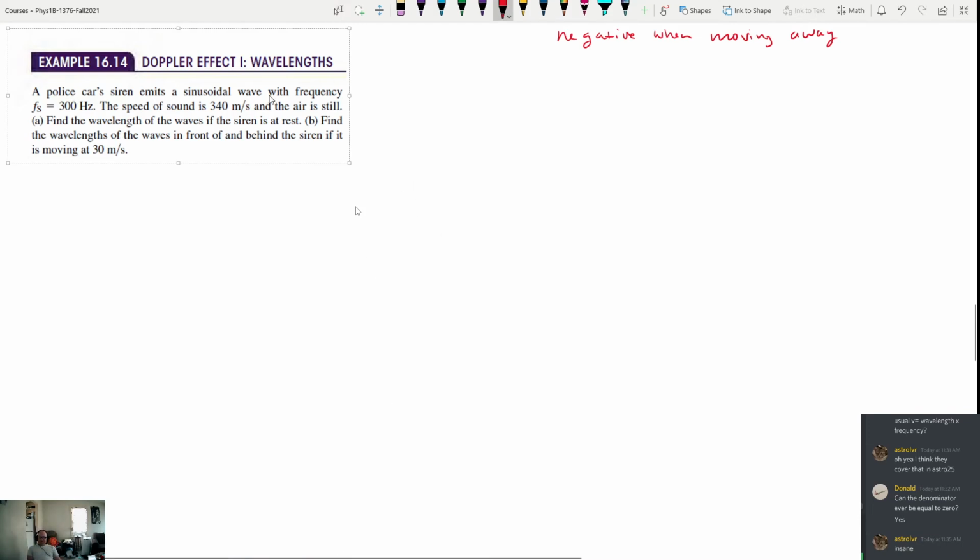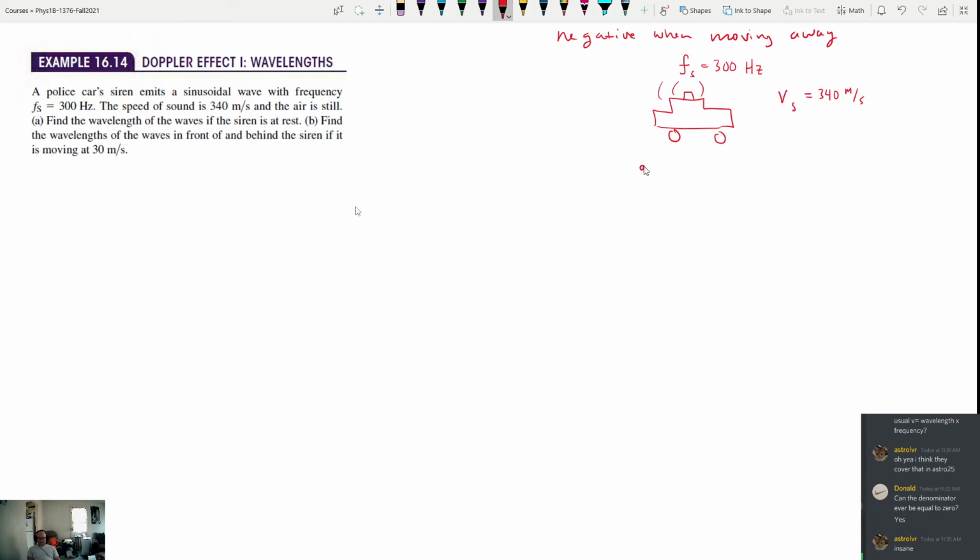A police car siren emits a sinusoidal wave with a frequency of 300 hertz. Okay, so here we go. We've got a police car, and it has its siren, and it's emitting waves, Fs equal to 300 hertz. The speed of sound is 340 meters per second, and the air is still. So the velocity of sound is 340 meters per second. Part A says, find the wavelength of the waves if the siren is at rest.